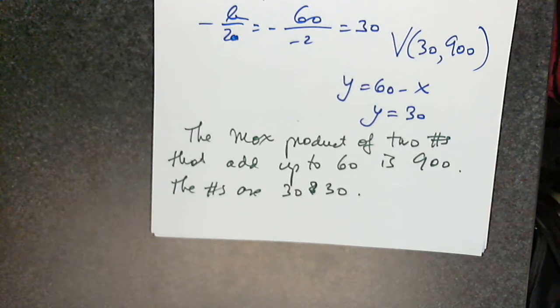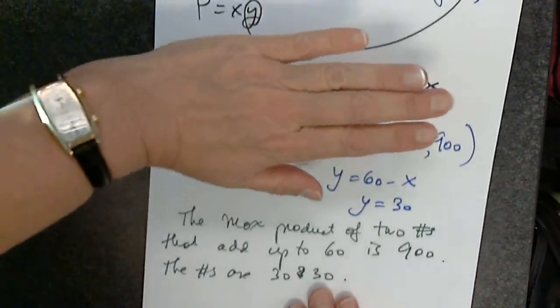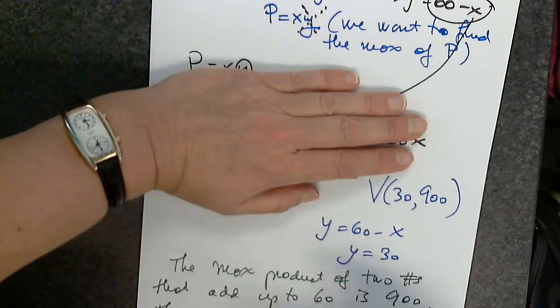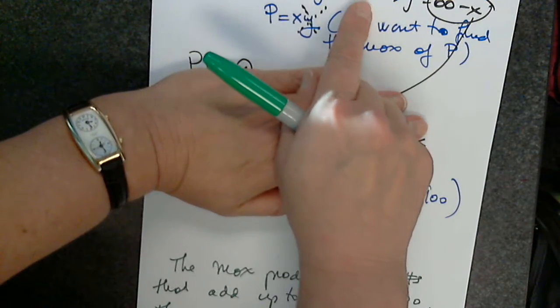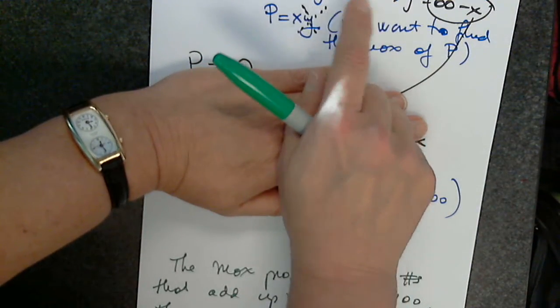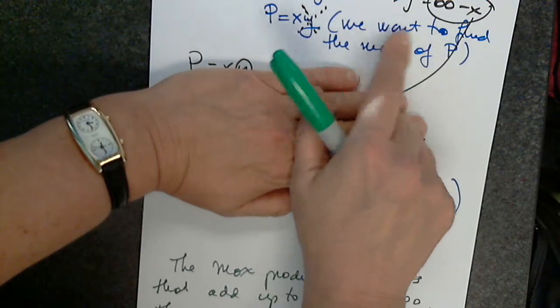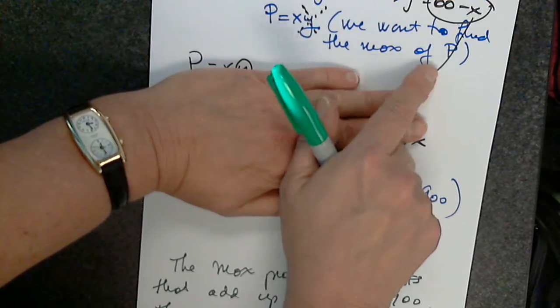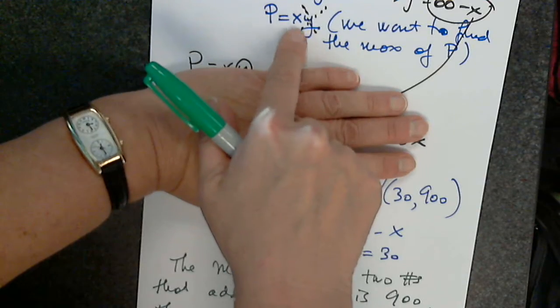Okay, so let's revise what we did. Here's what we were told. We were told that the sum of two numbers is 60. We're asked to find the numbers such that the product is the maximum. We know that the product is x times y.